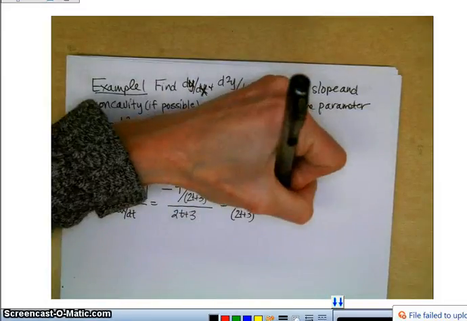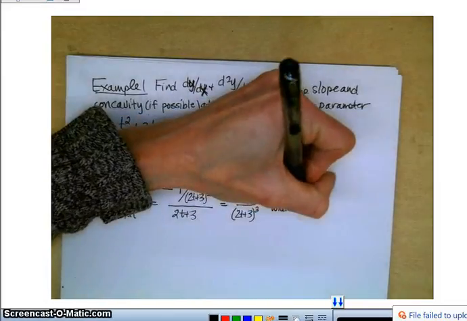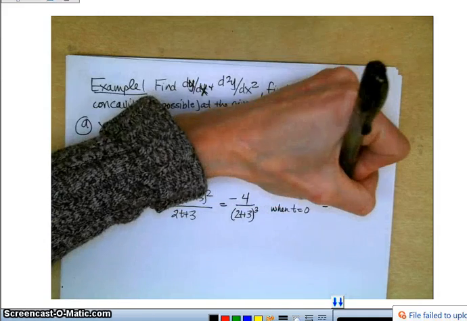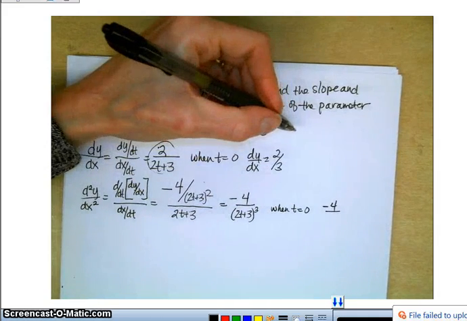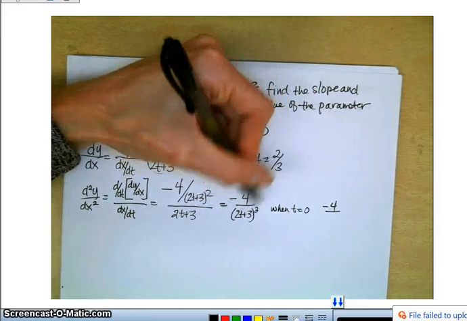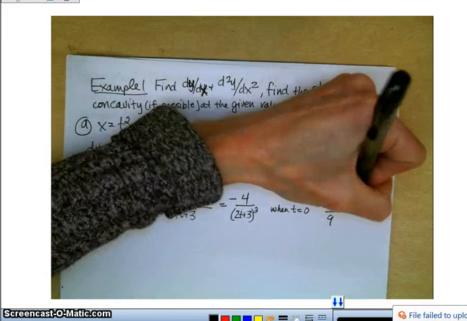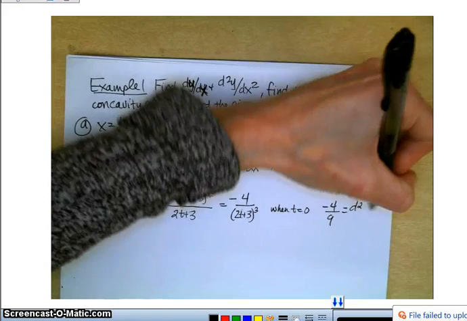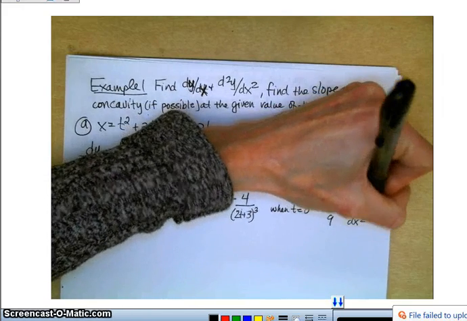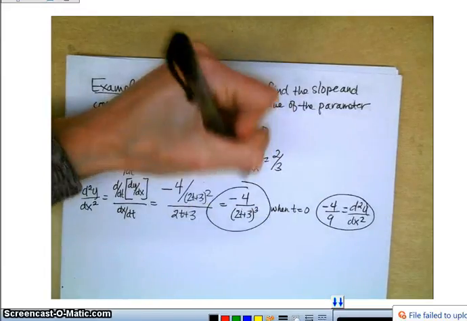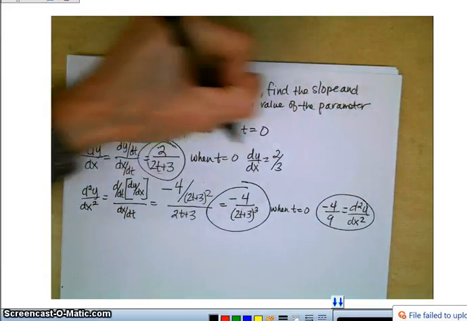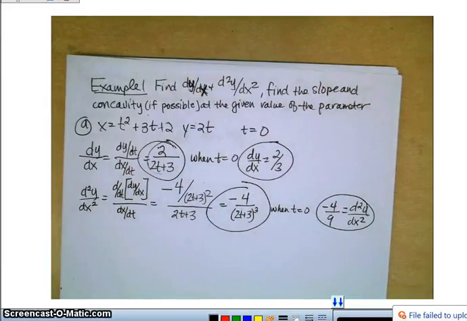And then that value when t equals 0 is going to be -4 over 9, and that's the second derivative at 0. So there's your second derivative, there's your first derivative, and there are the different values.